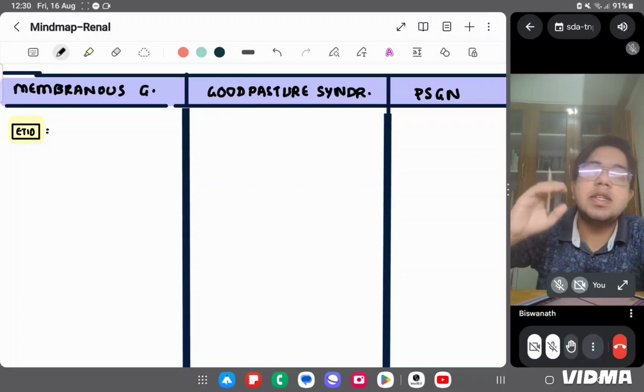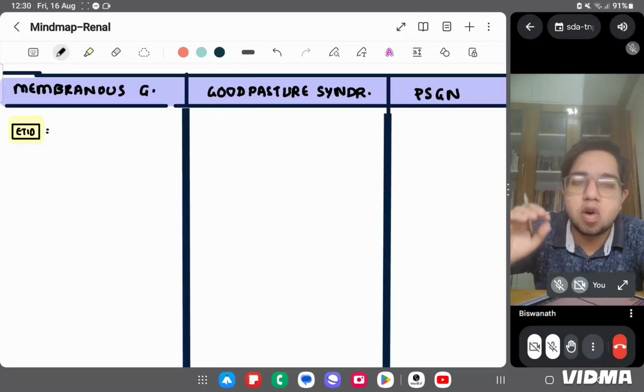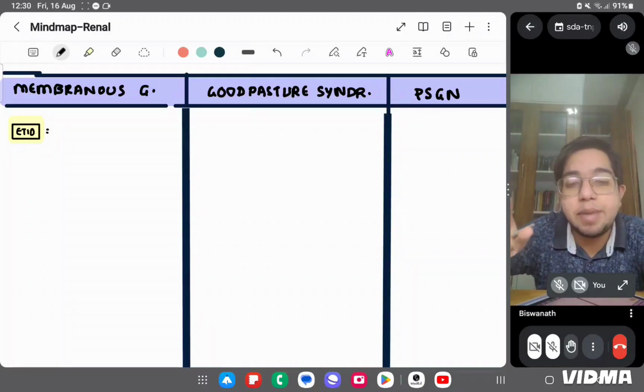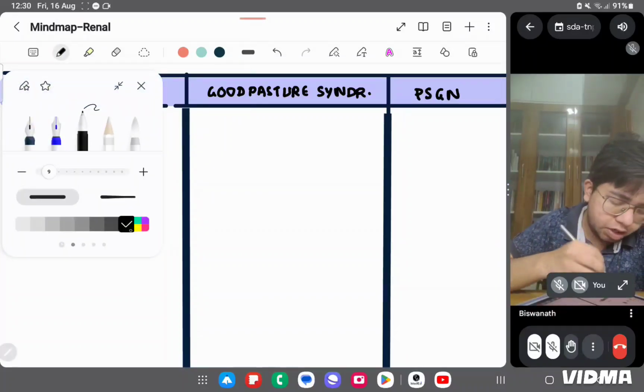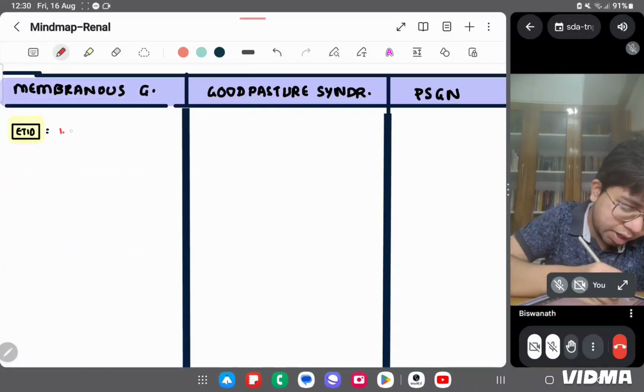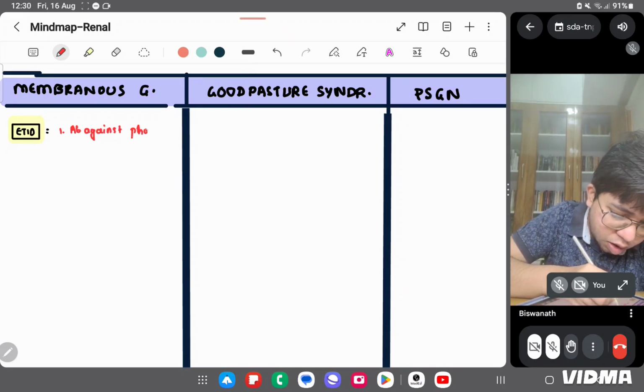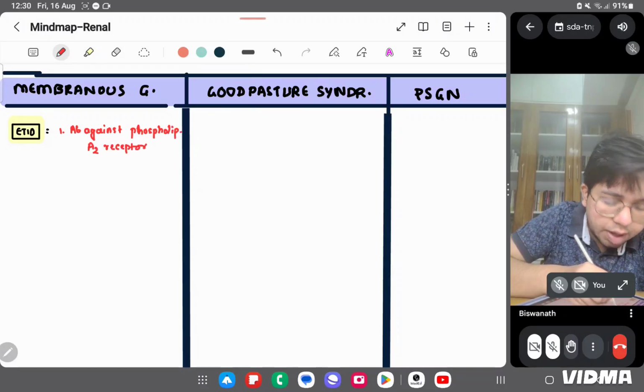Okay, so it is an autoimmune disorder basically. Autoimmune disorder that is antibody against the phospholipase A2 receptor. Okay, so first etiology is your antibody against phospholipase A2 receptor.